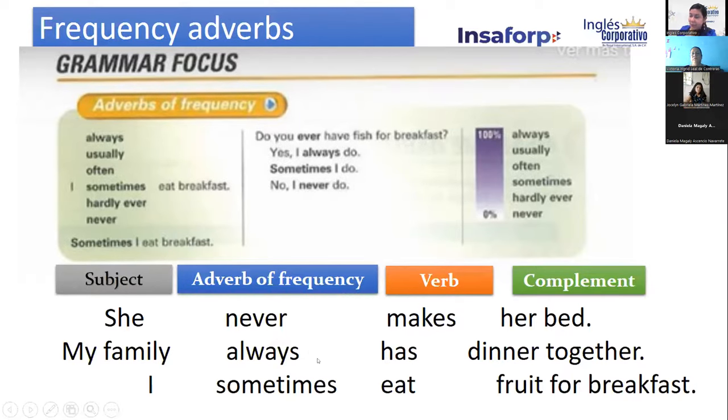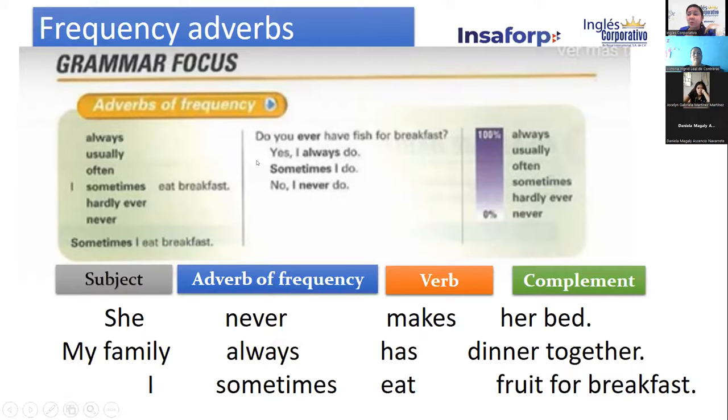My family always has dinner together. Mi familia siempre tiene la cena o cenan juntos. I sometimes eat fruit for breakfast. A veces como fruta para el desayuno. So we have subject, adverb of frequency, verb, and complement. Sometimes you can have the adverb of frequency before, like in this example: Sometimes I eat breakfast. So yes, it's possible to have the adverb at the beginning, but the normal structure is subject, adverb of frequency, verb, and complement.